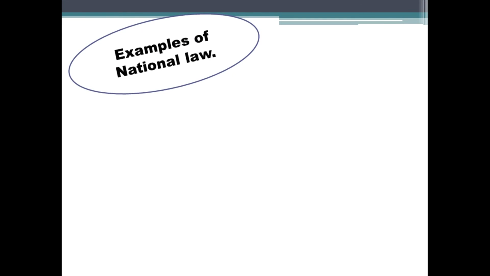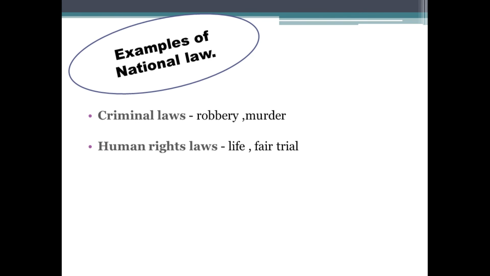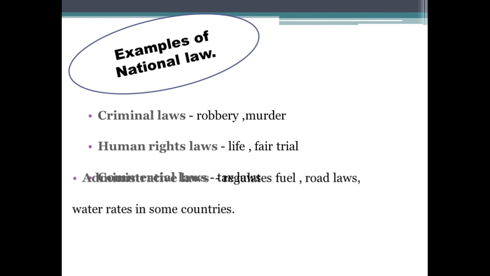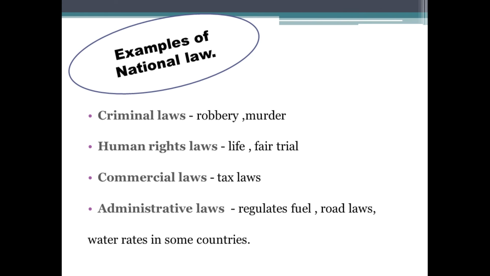As I end our discussion on national law, let me give you some examples of the national laws we are talking about. Number 1, we have the criminal laws, that is robbery and murder. Number 2, human rights laws, right to life, right to fair trial, and the freedoms. Number 3, the commercial laws, like tax laws. Number 4, the administrative laws, which regulate fuel, road laws, and water rates in some countries.